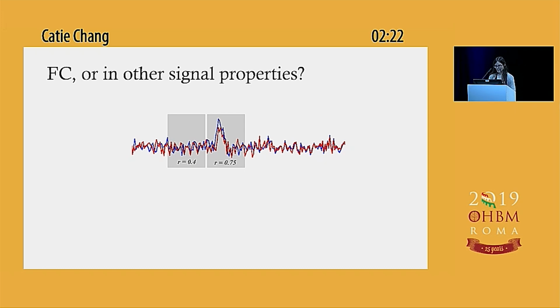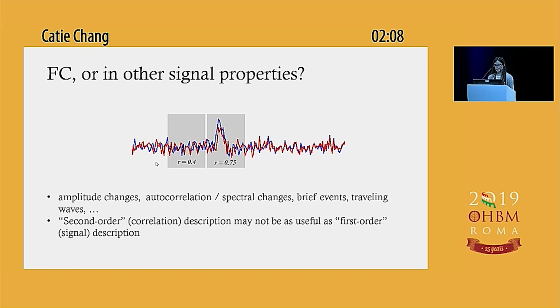Oh, actually, one more thing to say, then we're done. Finally, we've mostly been talking about functional connectivity and these associations between brain regions. But it's important to keep in mind how these connectivity measures relate to more first-order properties of our time series. If we have things like a change in amplitude, a change in the spectral content of our signal, or brief events, all of these might cause us to see a difference in correlation.